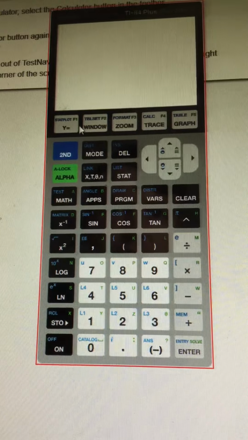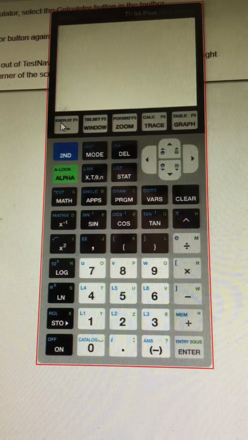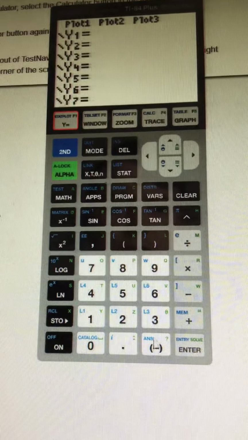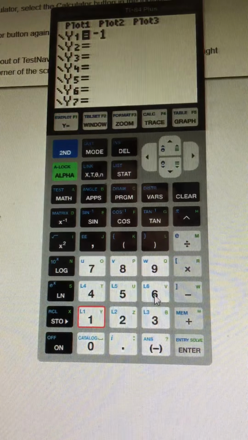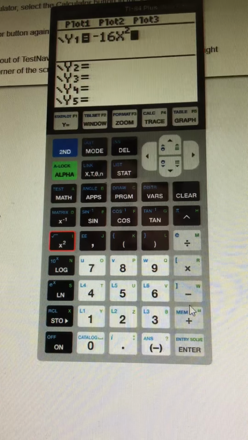Alright, the second thing that I would encourage you guys to do on the test is use your calculator a lot, so I'll show you how to do that. So first of all, I go to the y equals. Let's look at like the gravity equation. So it's always negative 16 x squared or t squared depending on what you're doing.